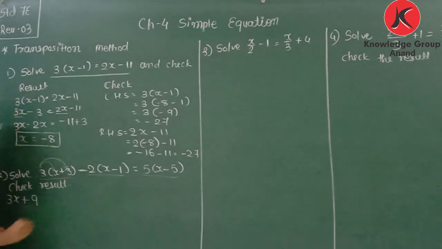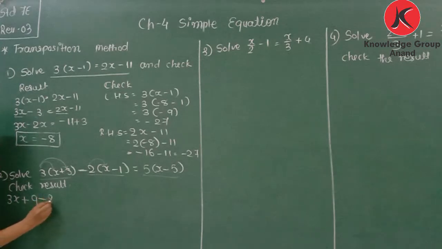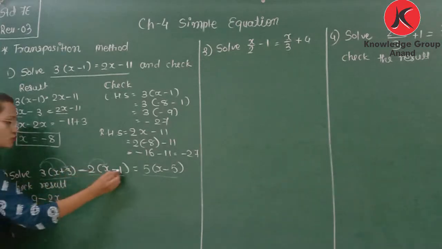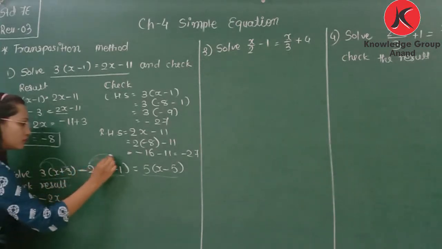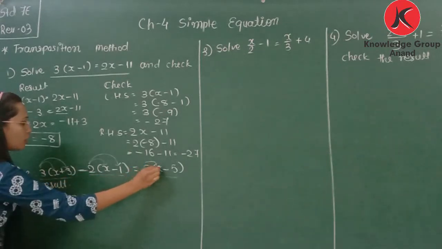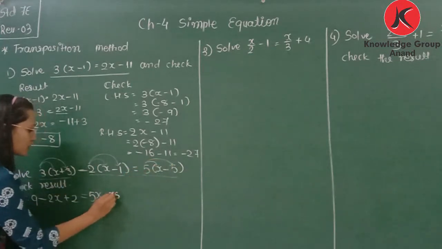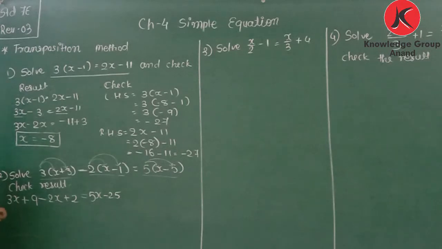Now here minus 2 is there. Minus 2 is multiplied with x, so it is minus 2x. Be very careful. Minus 2 is multiplied with minus 1, so it is plus 2. Minus minus becomes plus. Okay, here you need to apply the concept of integers. Is equal to 5x. 5 is multiplied with minus 5, that is minus 25. Now these are the like terms. So 3x minus 2x means 3 minus 2, that is 1.